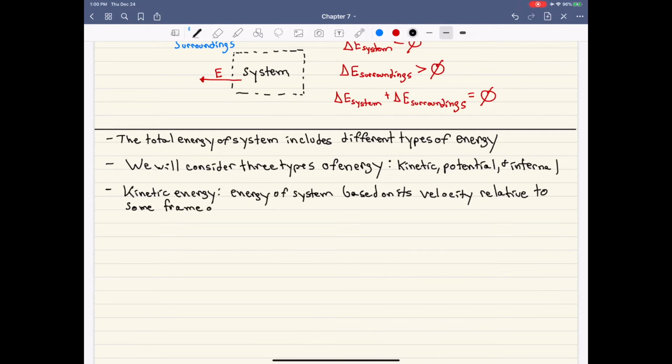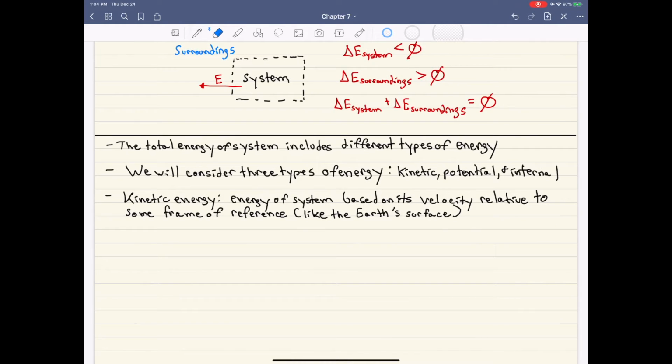Okay? Right? And so, for example, we could say whenever we report the velocity of a car, and saying it's going this fast in this direction, we're implicitly using the Earth's surface as the frame of reference. Okay? Now, the way you calculate kinetic energy depends on whether you're working with closed systems or open systems. Let's begin with the closed system.